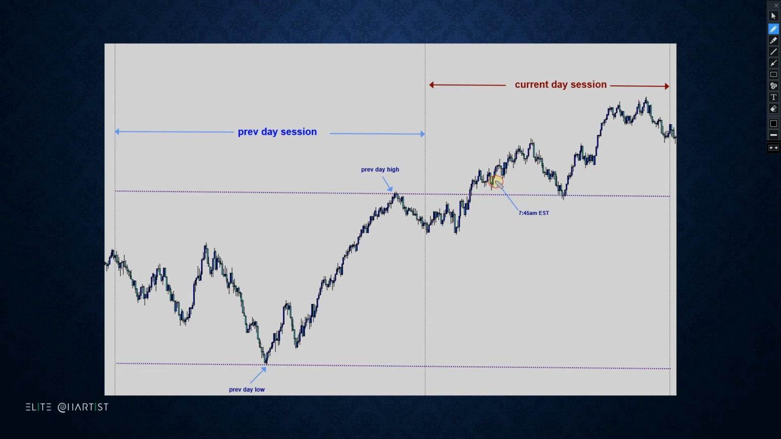So at 7:45 a.m., we're about here. Now, as you can see, we're above the previous day high. So that tells me right there, we're an outside day. We're outside of the previous day range. So what am I thinking? I'm thinking that I need to pay attention to this key area.